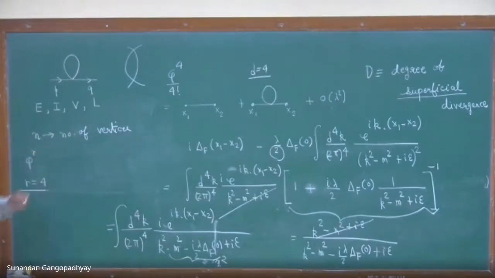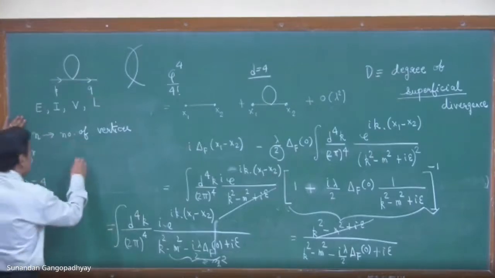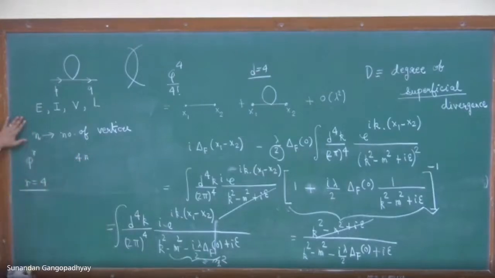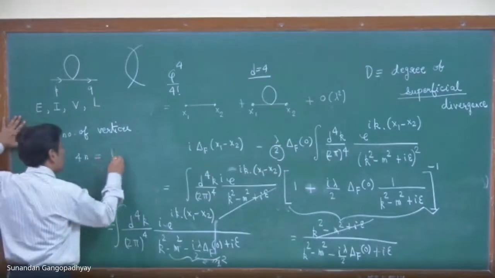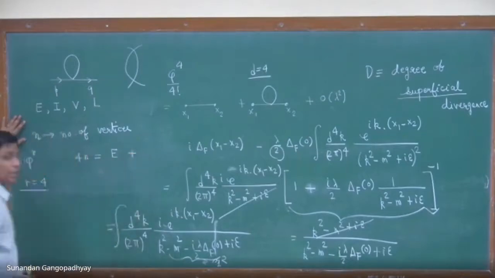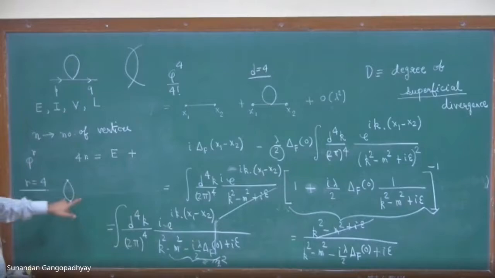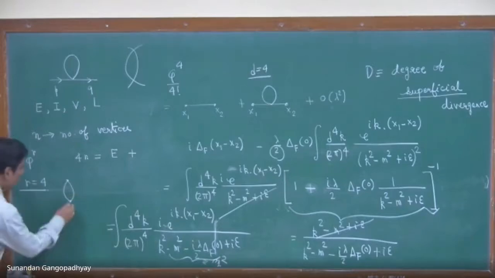Each vertex has 4 lines, and some of the lines will be external lines, and some of the lines will be internal lines, right? And therefore, if you have a diagram which has n vertices, then you will have 4n lines, right? And this 4n will be equal to e, the external lines, and some of the lines will be internal, and suppose you have 2 vertices, so you have 2 internal lines.